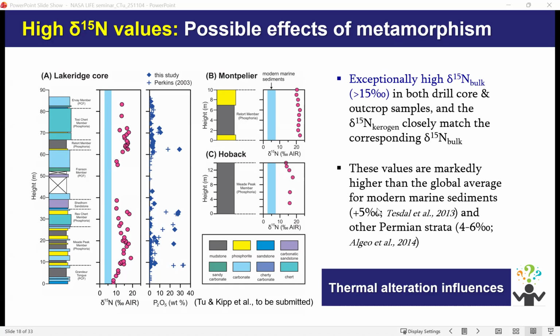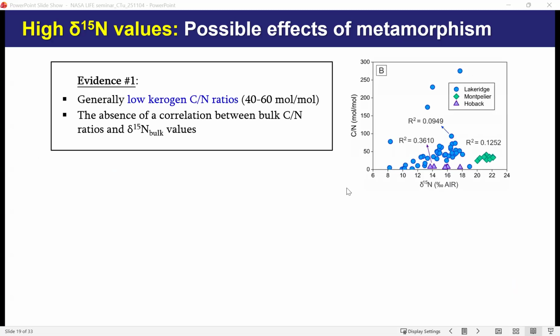Before sorting out possible mechanisms of this trend, we have to first consider the potential effects of metamorphism. Numerous studies have shown that thermal maturation can elevate delta 15N and carbon to nitrogen ratio. The extent of the enrichment increases with metamorphic grade due to the preferential loss of 14N, light nitrogen. Our samples generally have low kerogen carbon to nitrogen ratios, and there's no correlation between the bulk carbon to nitrogen ratios and the delta 15N values.